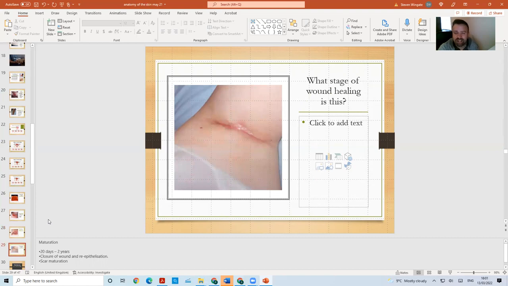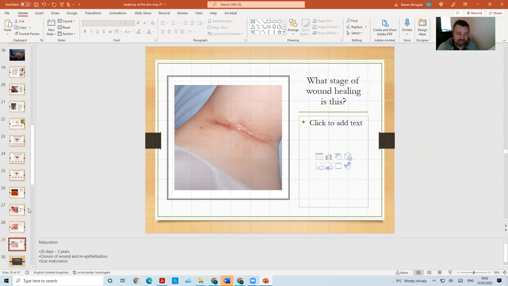And then finally, this is the remodeling stage where it's trying to put it all back together. And again, happens at the very end. And again, can cause scarring. So depending on the size of the wound, we need to think about how we can minimize that.